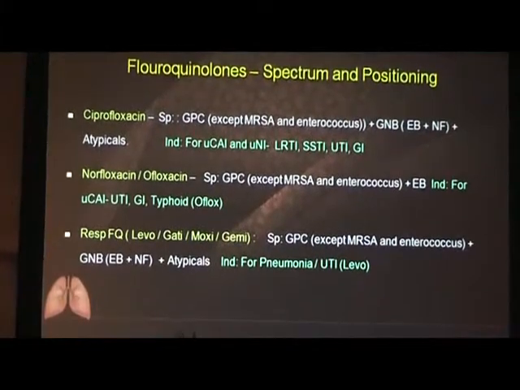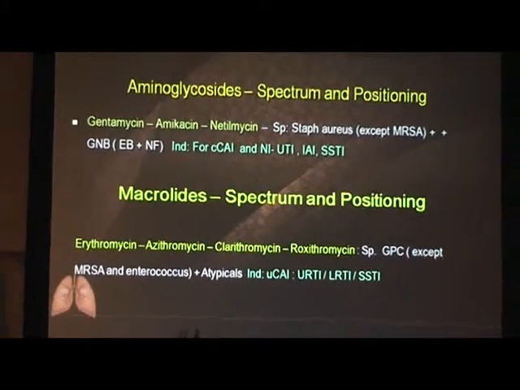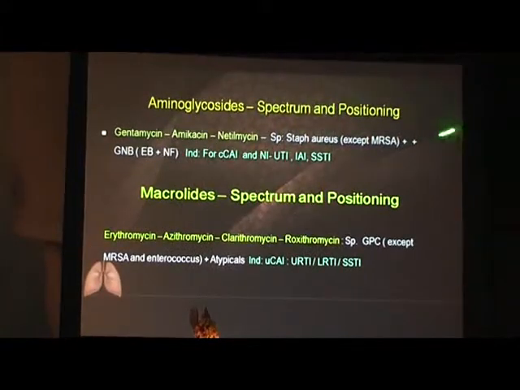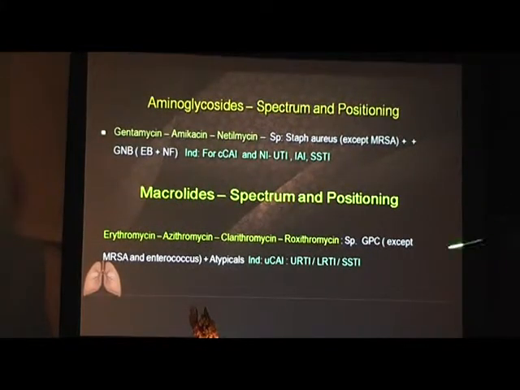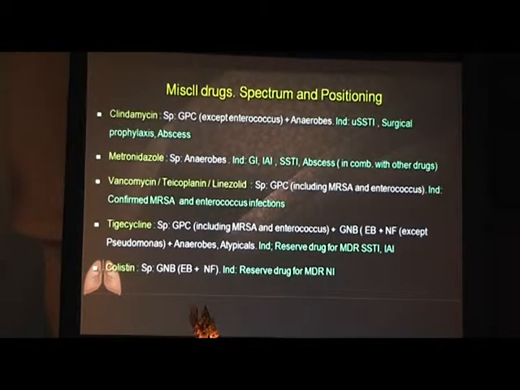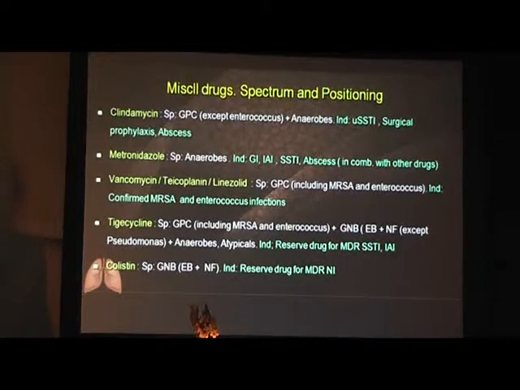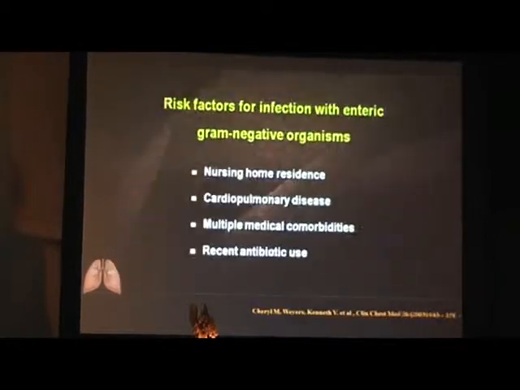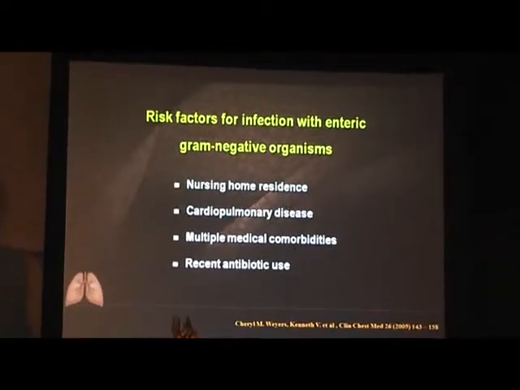Whatever drugs we're really looking at, respiratory or non-respiratory, look at the aminoglycosides and the spectrum and the positioning, and look at the macrolides with the advantages, of course, of being effective against atypical microorganisms. So miscellaneous drugs like clindamycin, metronidazole, vancomycin, teicoplanin, and linezolid, and of course the gram-negatives like tigecycline and colistin. These are the drugs that we really fall back upon when everything is lost and we have nothing to gain, and that's really the way that we look at it.